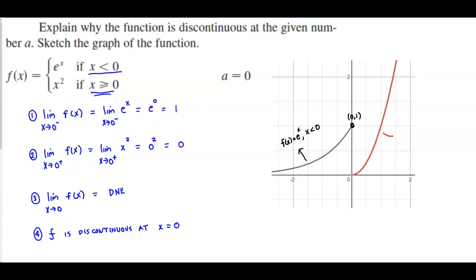Now we take a look at this graph, and this graph represents f of x, which is equal to x squared, where x is greater than or equal to 0. That means that we have a closed dot here at the point 0, 0.